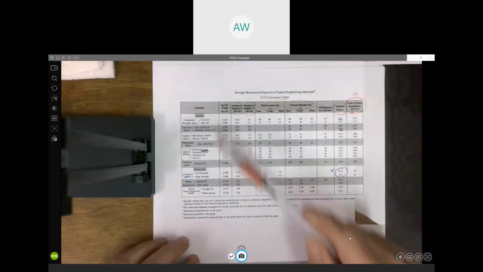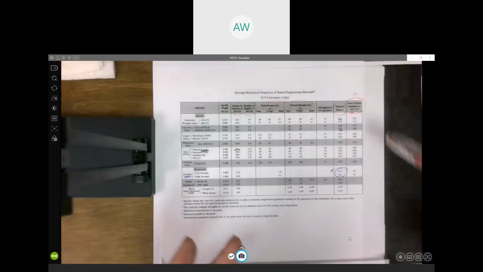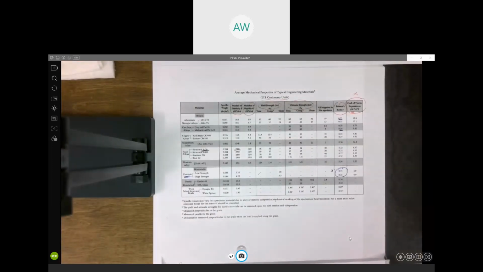Anyway, those are the values, and these are all determined in lab. You take a sample of 2014 T6 aluminum, subject it to a known temperature change, measure the change in length, and then you can determine what that coefficient of thermal expansion alpha is. Right, so just point out that those values, if they're not given in the problem, they are given in that table in the back of the book.